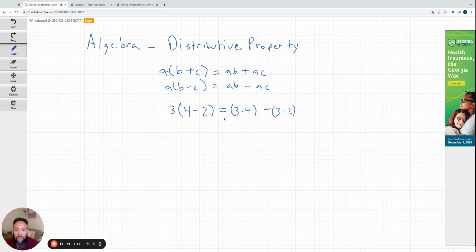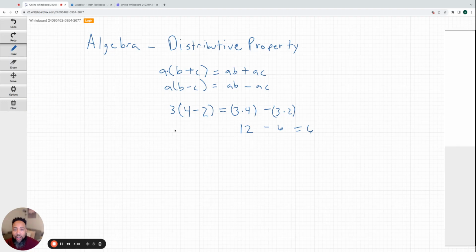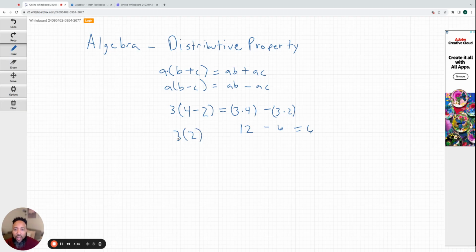So 3 times 4 is 12. And I'll show you multiple ways of doing this. Minus 3 times 2 is 6. 12 minus 6 is 6. So another way of looking at this, in dealing with properties, you deal with what's in the parentheses first. You could say this is 4 minus 2. So 4 minus 2 is 2. So you could just put your 2 in parentheses. So you have 3 times 2 equals 6. 6 equals 6. So that's how that works.